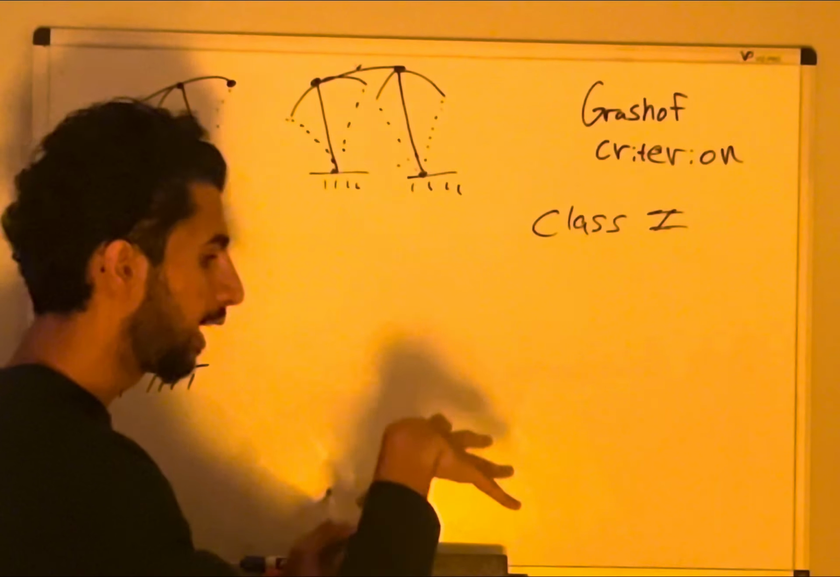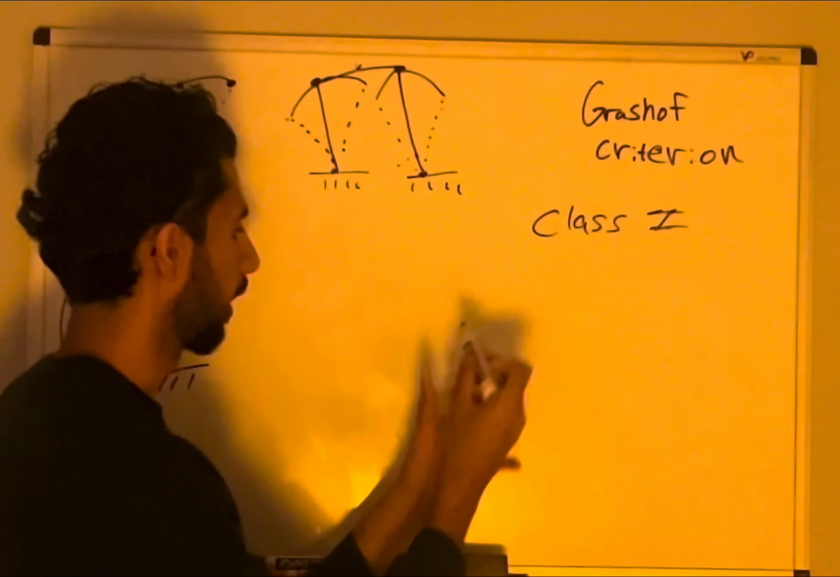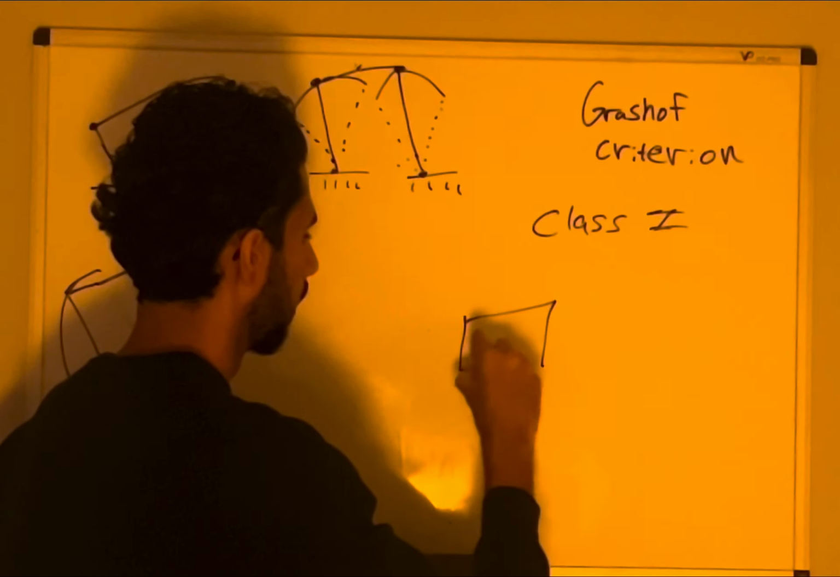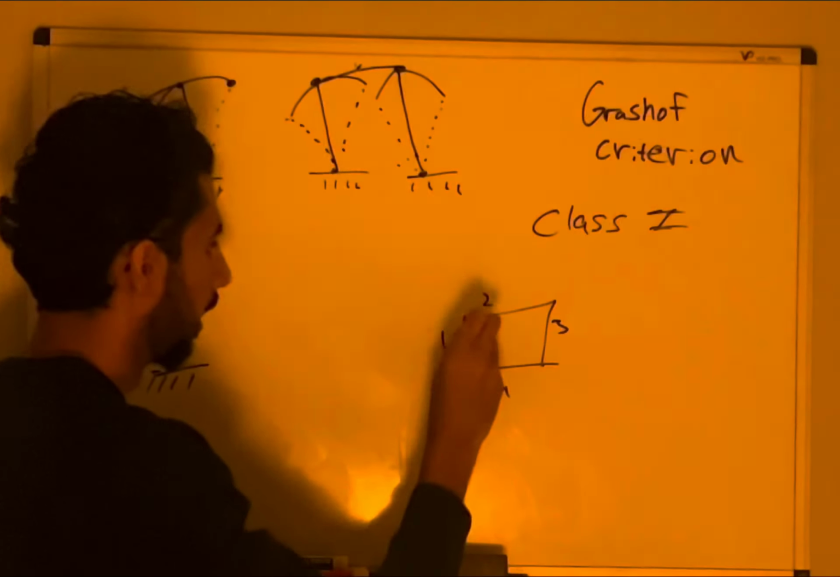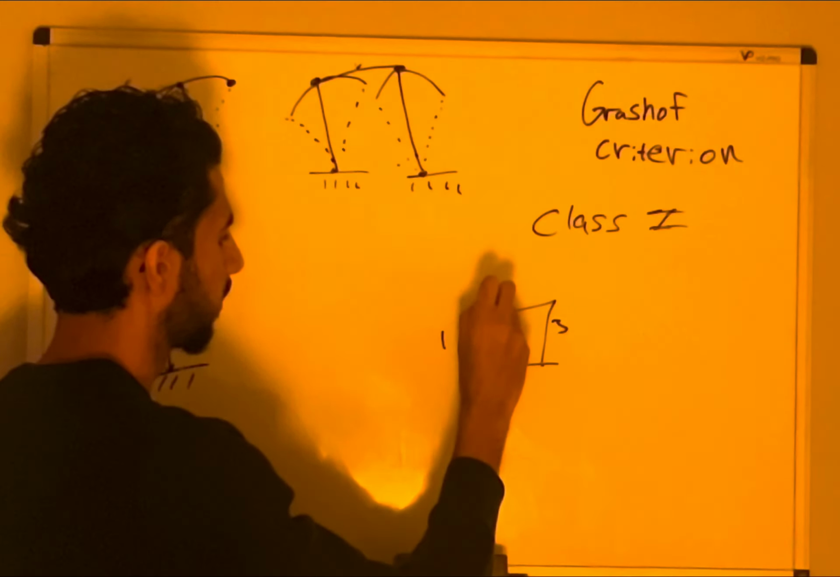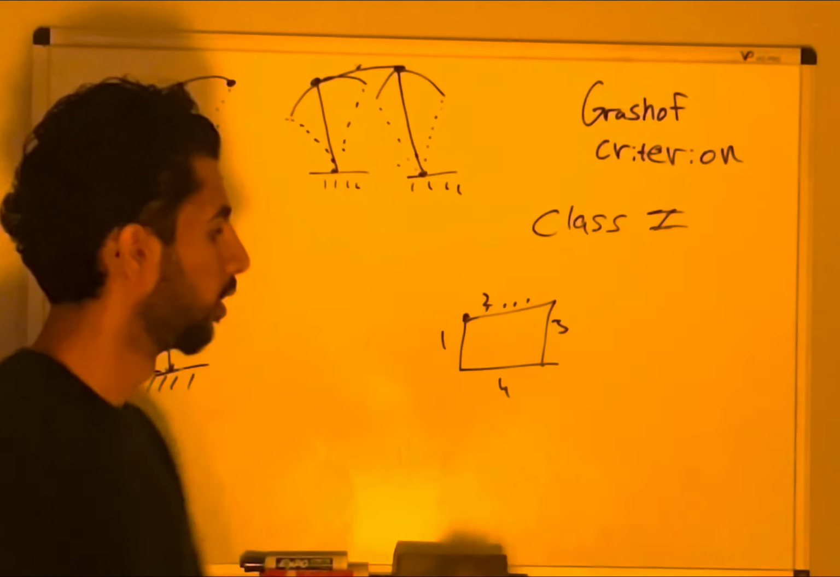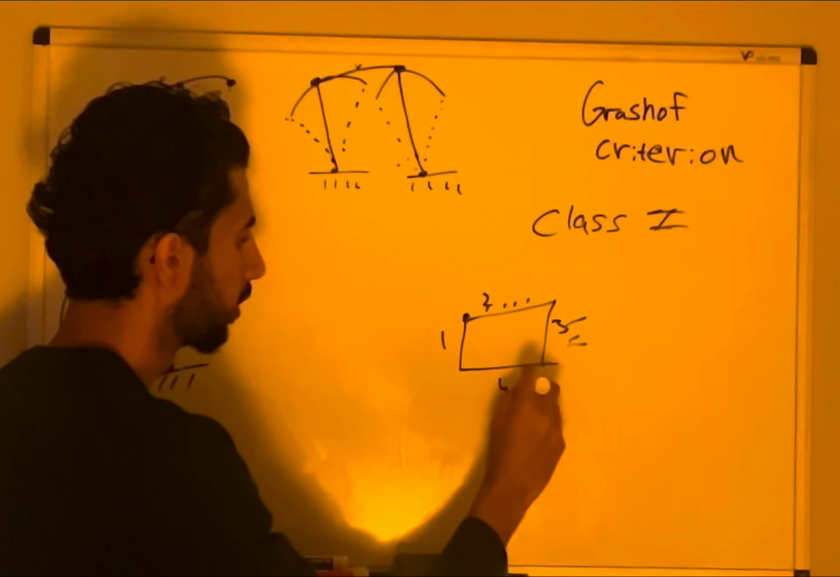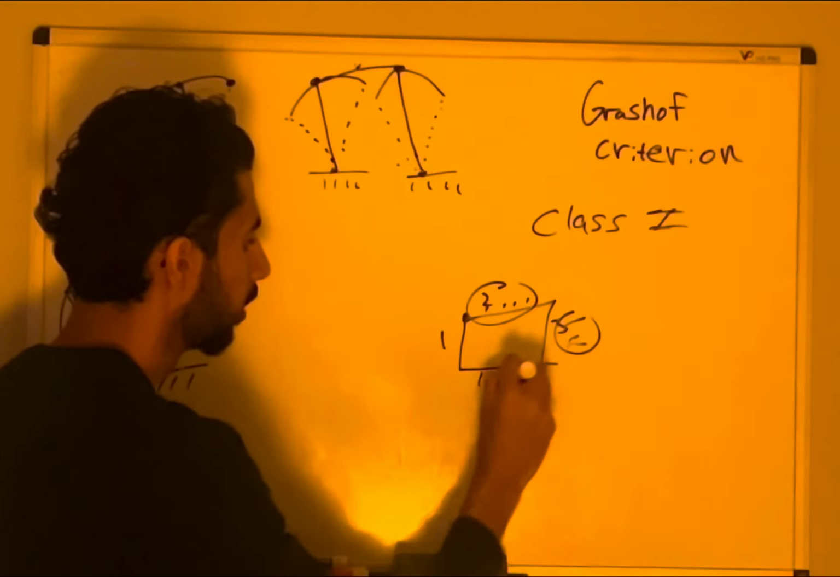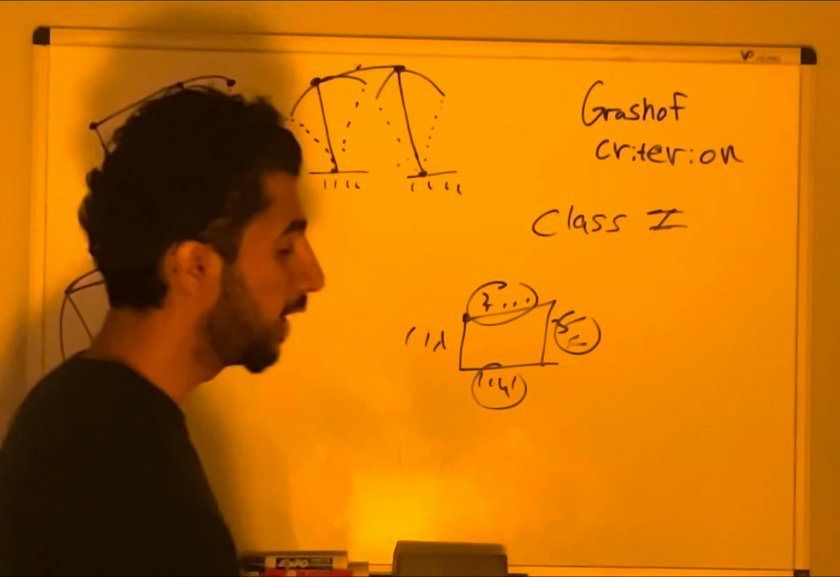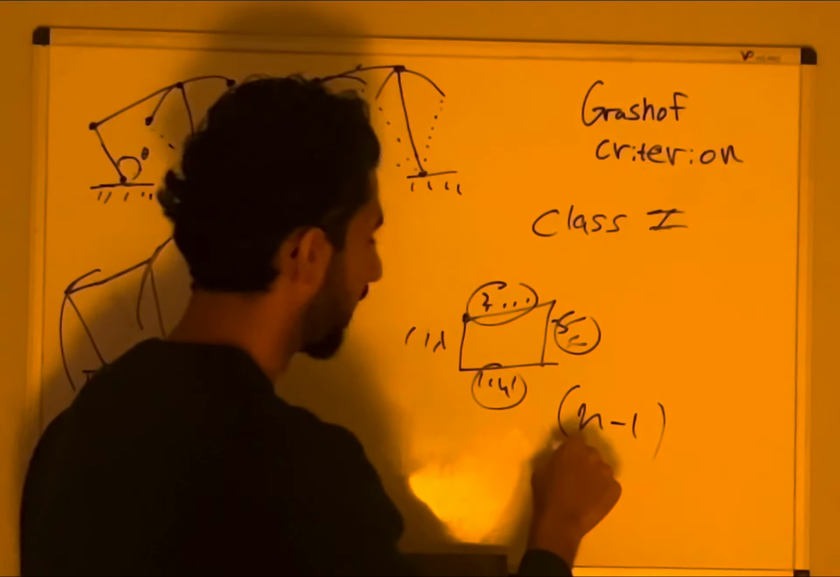So let's say I have some ground for a mechanism. Links 1, 2, 3, 4. Let's say this one is my ground now. This will be the original. This will be one inversion, two inversion, three inversion. So each mechanism is said to have n minus 1 inversions, where n is the number of links.